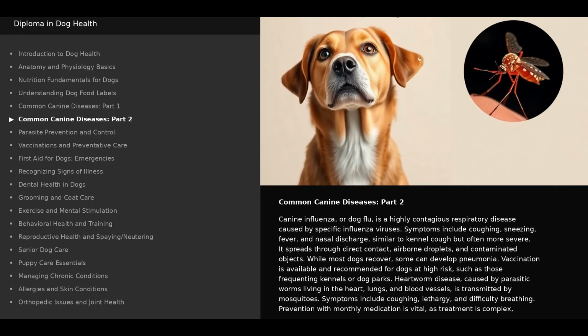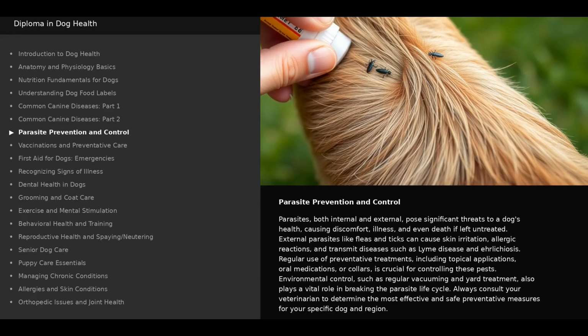Heartworm disease, caused by parasitic worms living in the heart, lungs, and blood vessels, is transmitted by mosquitoes. Symptoms include coughing, lethargy, and difficulty breathing. Prevention with monthly medication is vital, as treatment is complex, expensive, and risky. These conditions emphasize the need for ongoing preventative care. Parasite prevention and control.